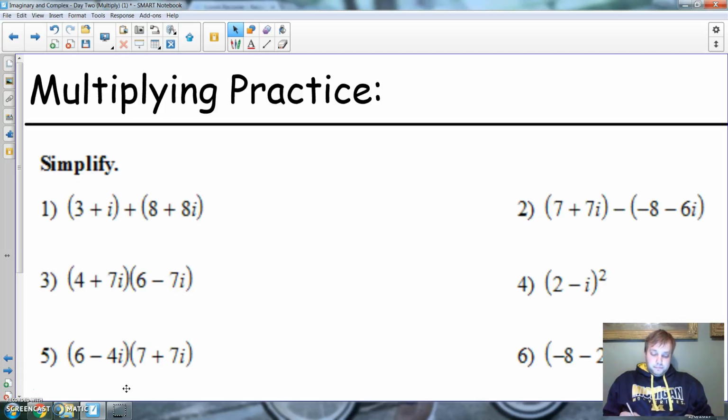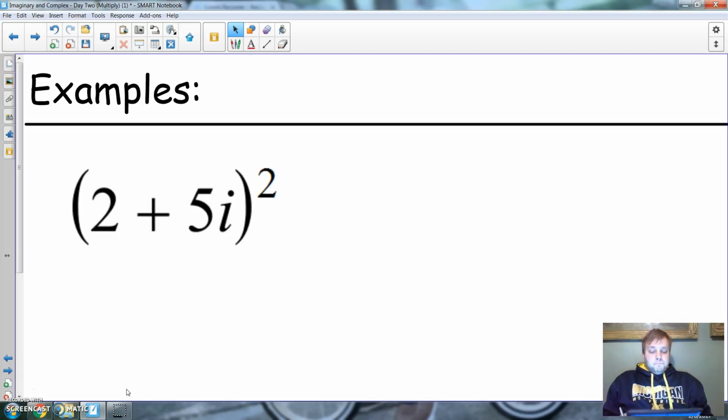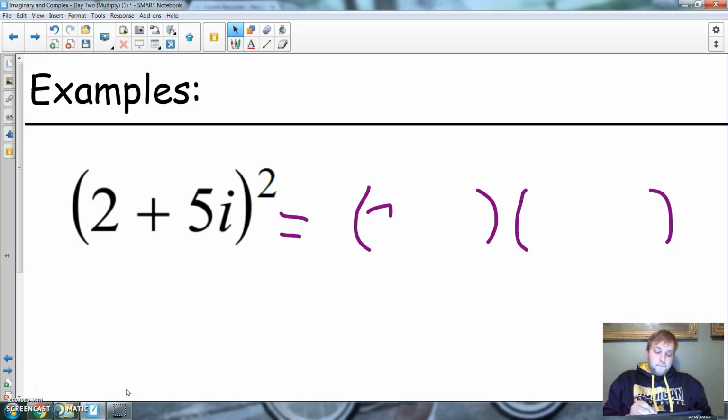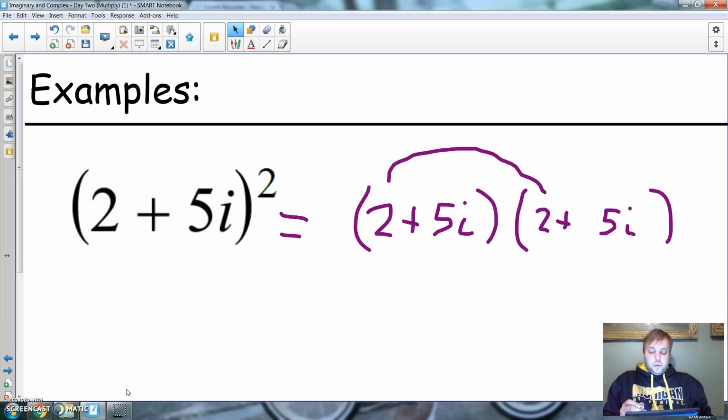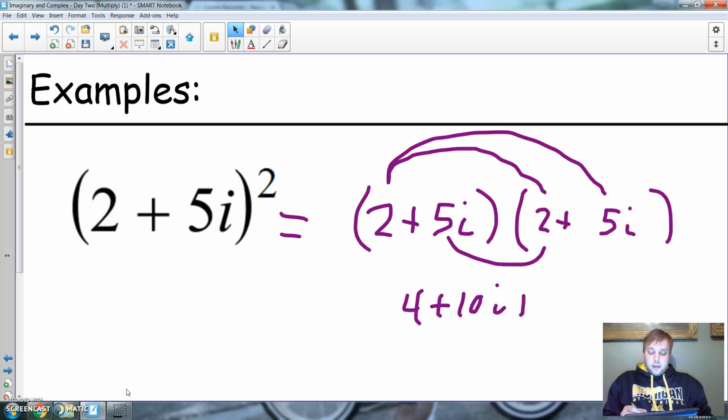All right, I think it's the last one. Yep, last one. Well, what does this equal? Squared means I have this twice. Okay? So I'm going to distribute the 2s. That's going to give me 4. Distribute that. That's going to give me 10i. Distribute that, 10i. And distribute that, and that's going to give me 25i squared.